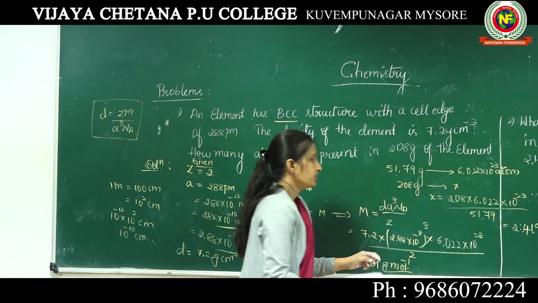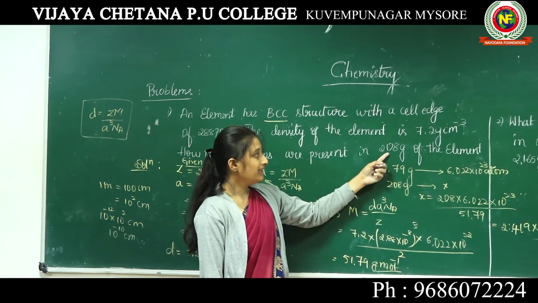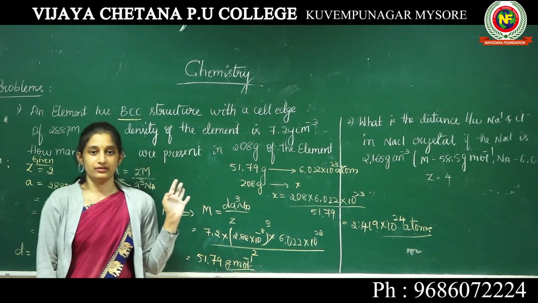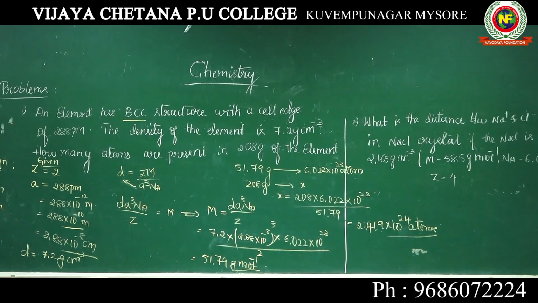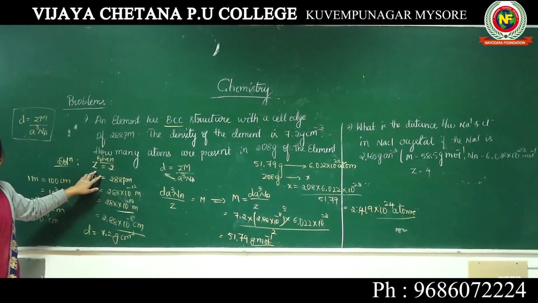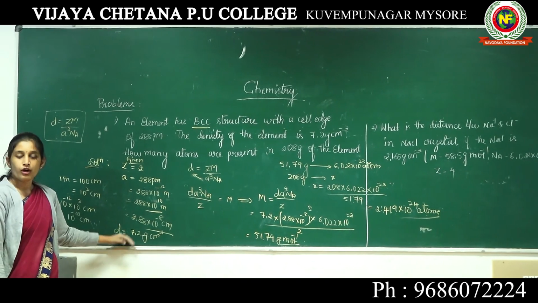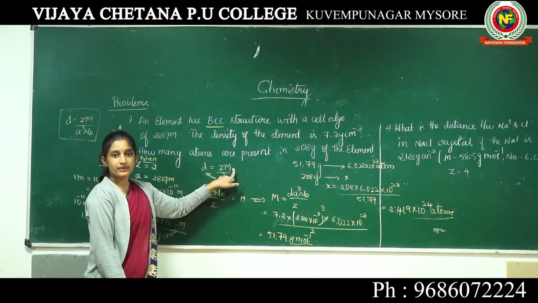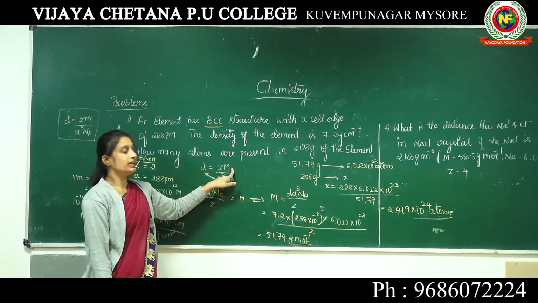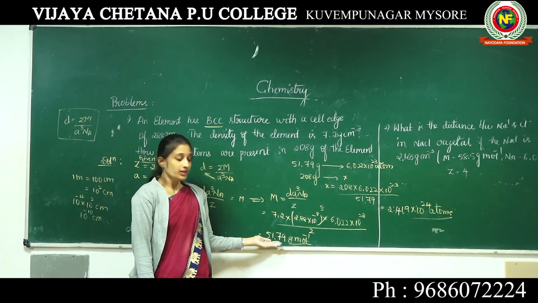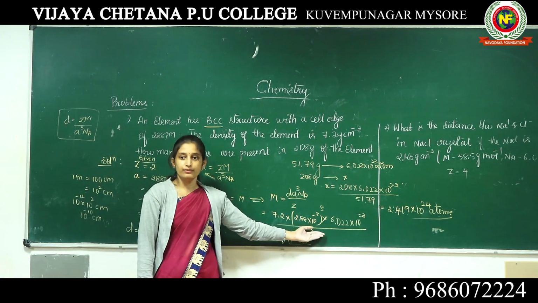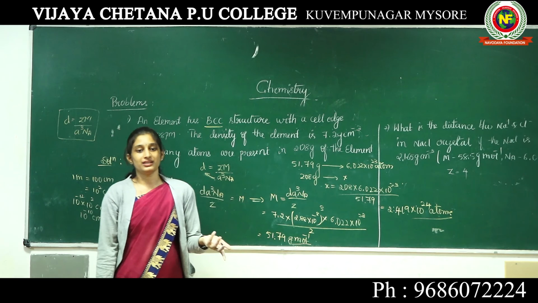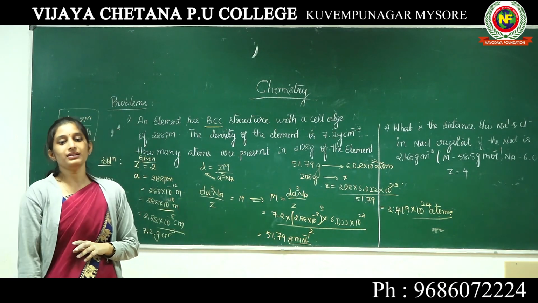Means if 51.79 gram has this many atoms, calculate how many atoms are in 208 gram. It's very simple. First, Z value is known, A value is known, D value is known. All the three values. N A value is constant. All the values are known except M. Rearrange the formula, rewrite the formula, then you will get M value. This much of atoms contain Avogadro number, and in the question they are asking for 208 gram. How many atoms are there? Just cross multiply that, you will get the answer.